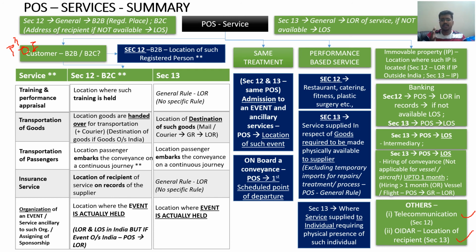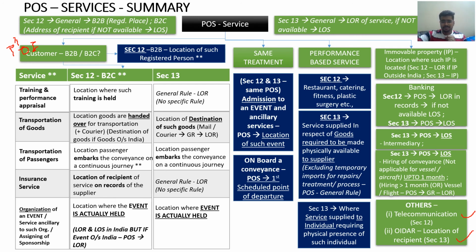And then we had again immovable property. For immovable property, the place of supply for section 12 and 13 is the same, that is where the immovable property is situated or intended to be situated. However, for section 12 alone there is a proviso, that is if both of the parties are in India but only the property is outside India, then this rule will not apply. Place of supply will be the location of recipient, right? So this was immovable property for section 12 and 13.